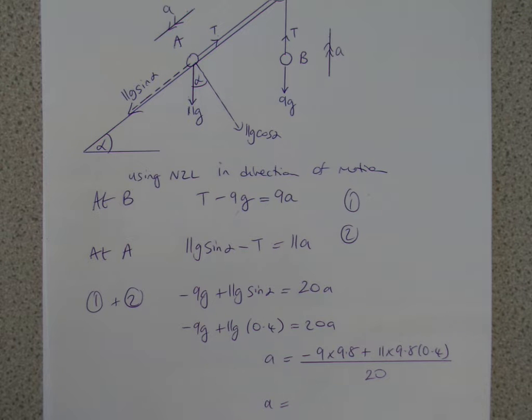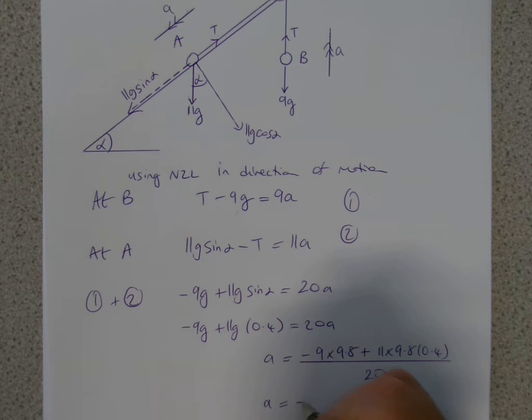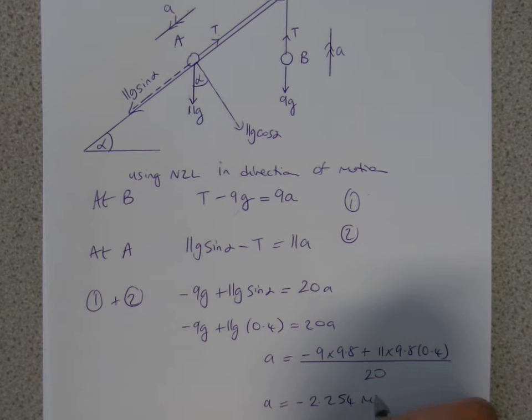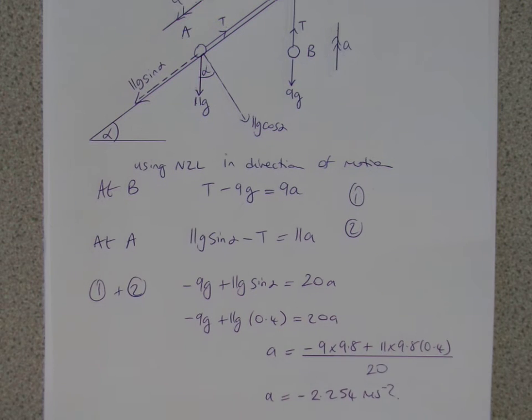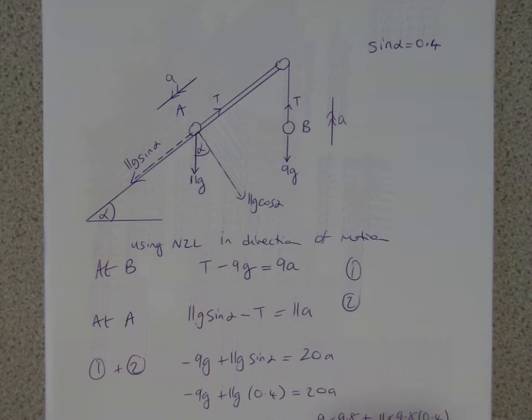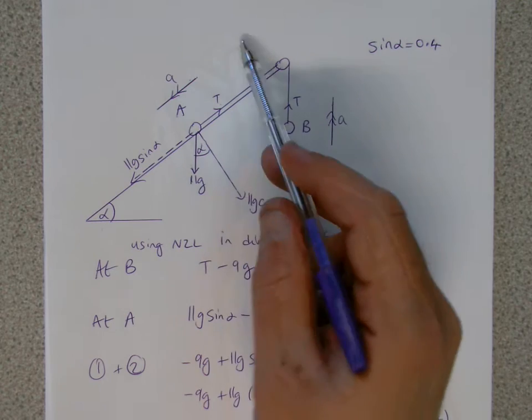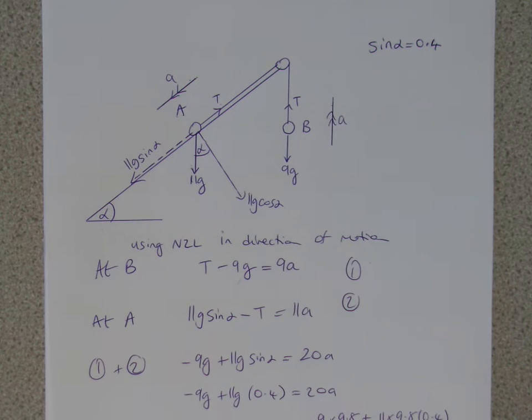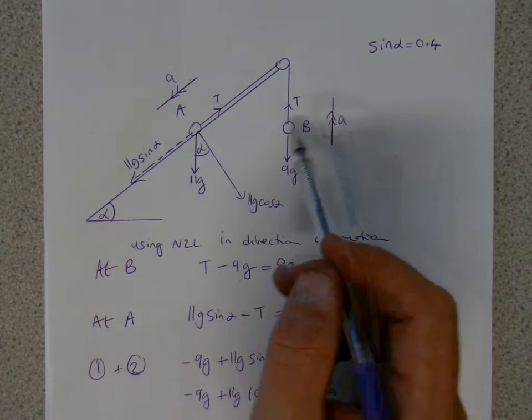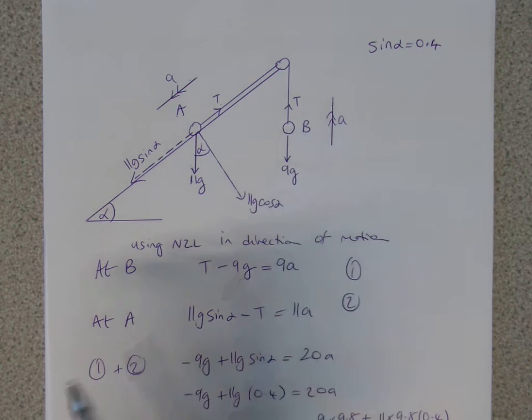We divide by 20, and I get an answer, if I've done this right, of minus 2.254 meters per second squared. Now, I've got that as a minus, which means I've got my direction wrong. That means I should have had my acceleration going this way. So actually, when it gets released, B is going to fall down this way, and it's going to pull this up. Now that might surprise you.